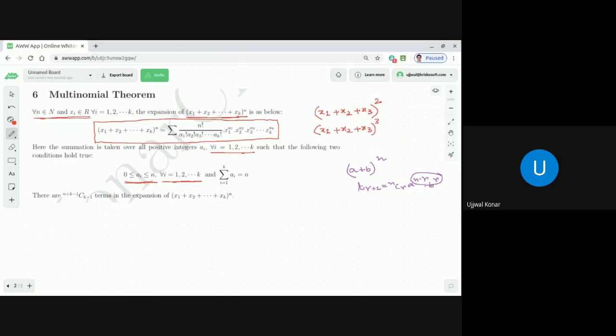And another point in context to this discussion is: how many terms are there in the expansion of (x1 + x2 + ... + xk)^n? The answer is there are (n + k - 1)C(k - 1) terms. So there are (n + k - 1)C(k - 1) terms in the expansion of (x1 + x2 + ... + xk)^n.